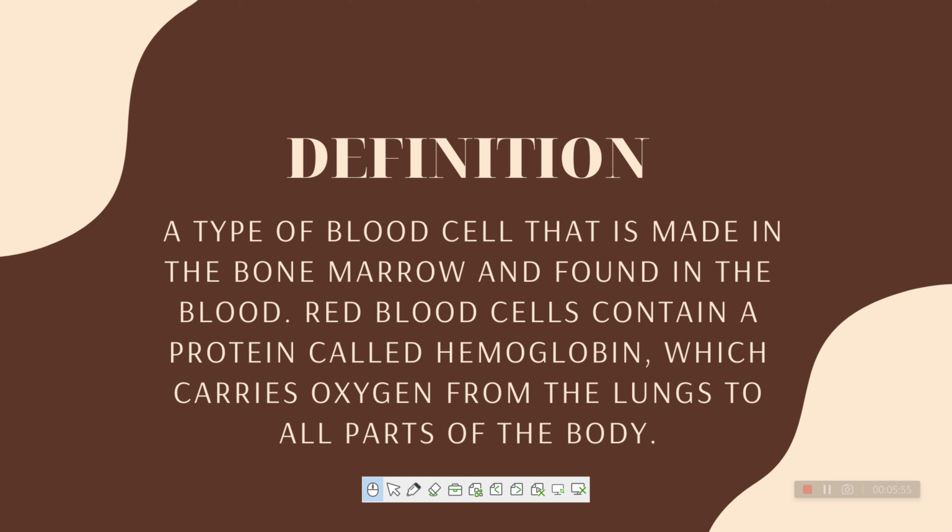Red blood cells consist of a protein called hemoglobin. We all know that hemoglobin is a chromoprotein. It is a colored protein which carries oxygen from the lungs to all parts of the body.